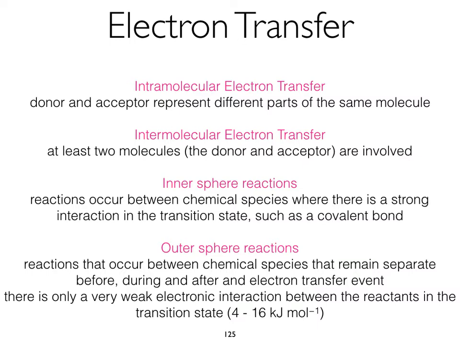Intramolecular electron transfer is where we have my donor and acceptor as basically different parts of the same molecule. Now this is very common because if I have them as different parts of the same molecule, I can facilitate that electron transfer, but it's what I do with it afterwards that becomes the important part. Or I could have intermolecular electron transfer, where I need to have two species involved.